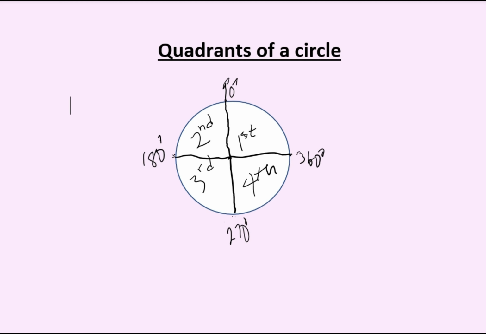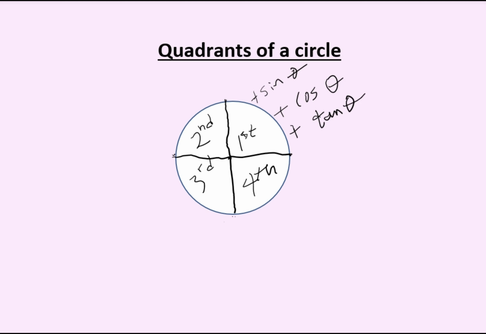So now let's talk about the signs of the trigonometric ratios of these angles. So for the first quadrant, all the trigonometric ratios, the sine, the cosine, and the tangent are all positive. So we have sine theta positive, we have cos theta positive, we have tan theta positive.